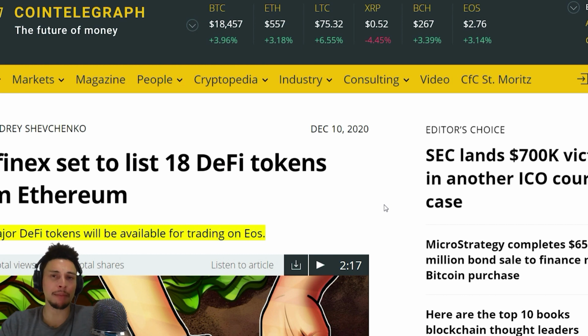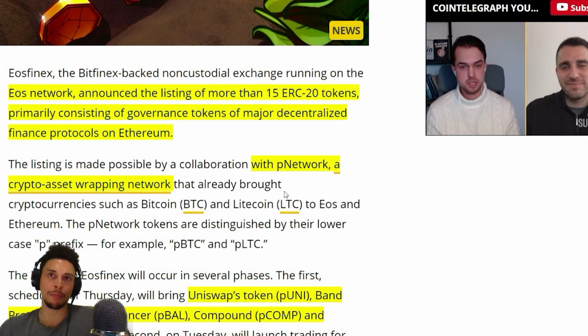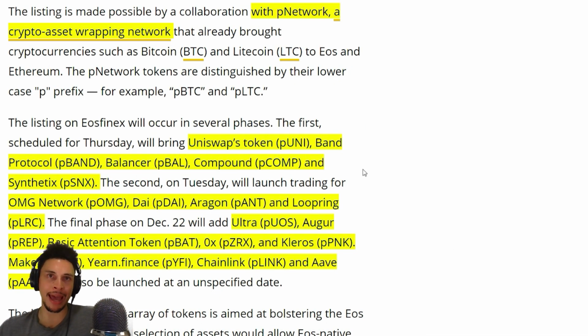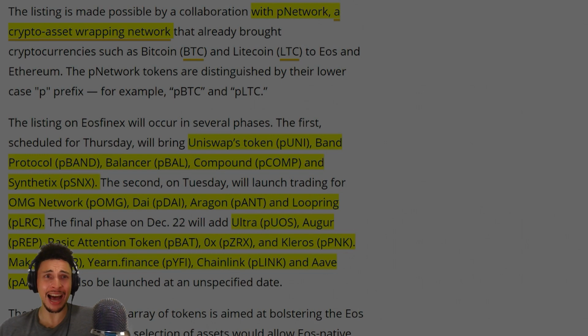And this is something a lot of people don't know about EOS, guys, but EOS actually has launched its own DeFi tokens on its own platform. And now they're wrapping DeFi tokens to bring it into their platform. EOS is working with P Network, which is a crypto wrapping network, and they're going to be bringing over Uniswap, Band, Balancer, Compound, Synthetics, OMG, DAI, Aragon, Loopring, Augur, Basic Attention Token, 0x, Maker, Yearn Finance, Chainlink, Aave.